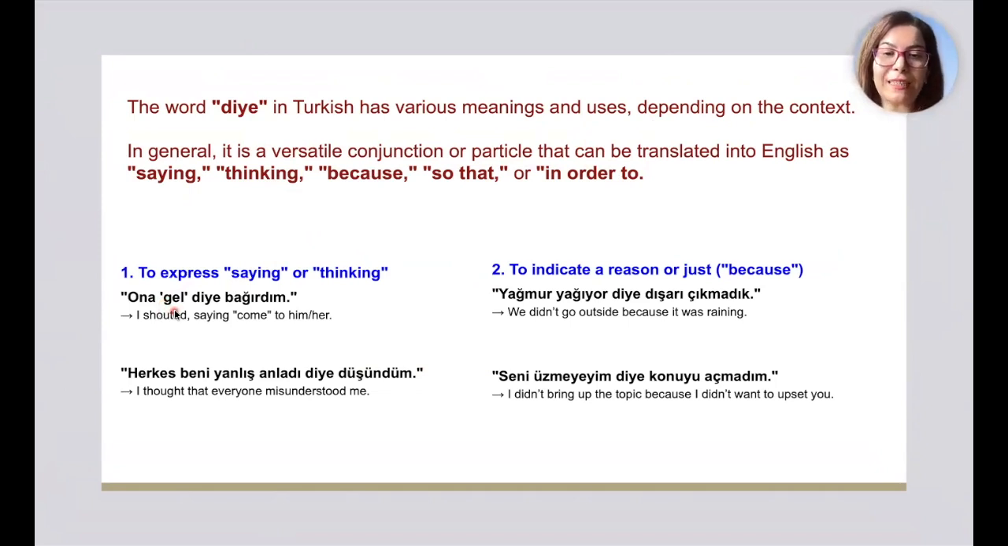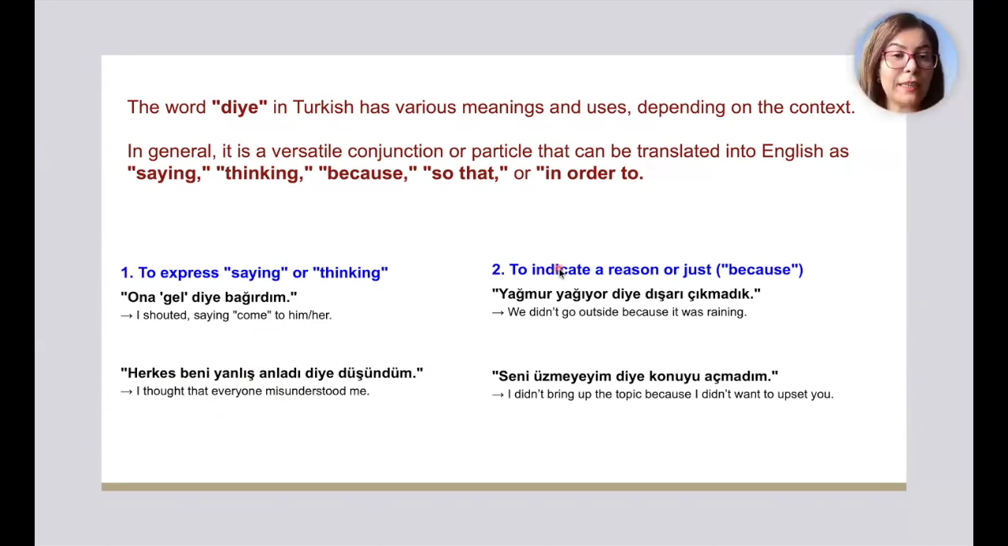Ona gel diye bağırdım. I shouted saying, come to him or her. Herkes beni yanlış anladı diye düşündüm. I thought that everyone misunderstood me. Herkes beni yanlış anladı diye. That everyone misunderstood me. This is how I thought, actually.